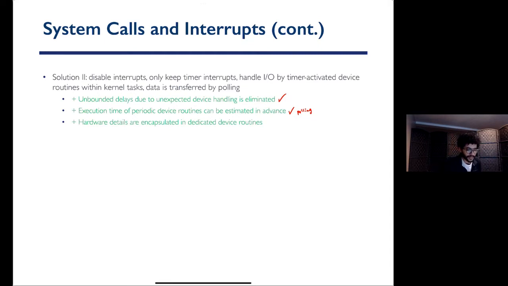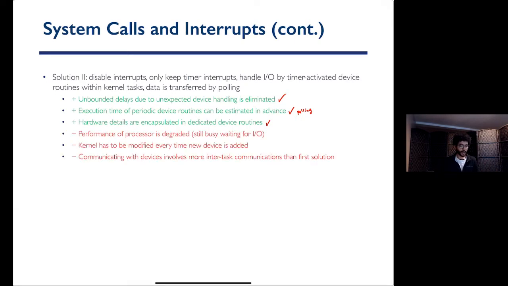Now, the other benefit of this is that we have reduced the complexity on our tasks, right? Because communicating with devices now is implemented inside the kernel. So the kernel is going to communicate with all devices. So these are the good things. Now, what are the bad things? The first bad thing is that we are still polling. Because we're polling, we're wasting CPU cycles. So this has not been addressed from solution number 1.